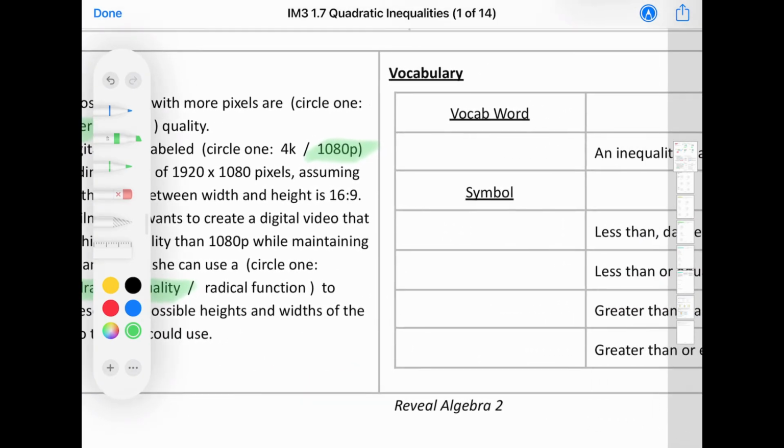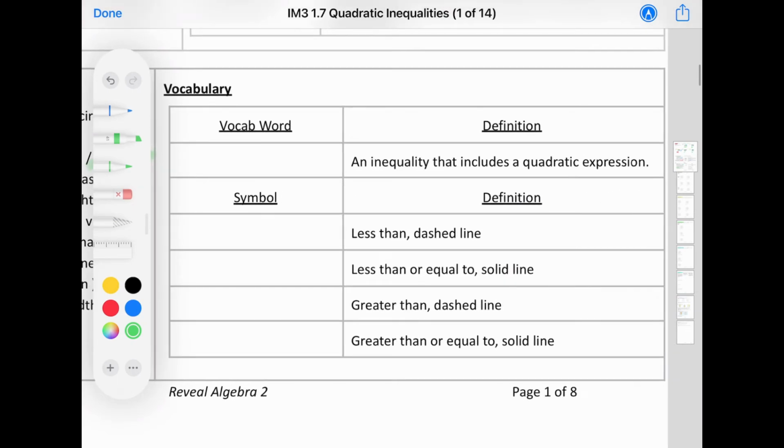Let's go over to the vocabulary words here and see if you guys know what these are. And then press play when you're ready to hear the answers. An inequality that includes a quadratic expression. So inequality, quadratic, we just call this a quadratic inequality.